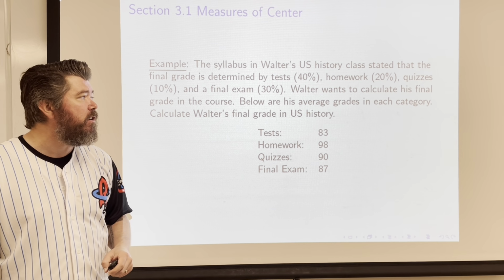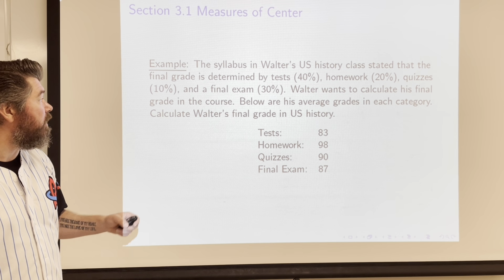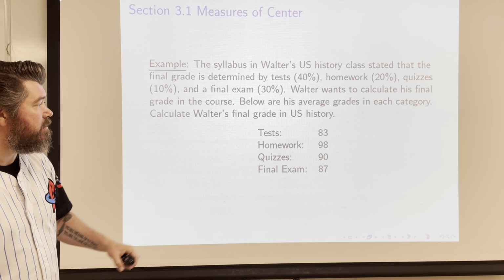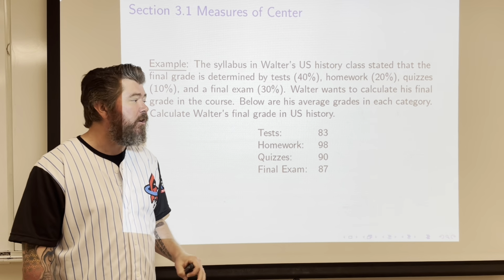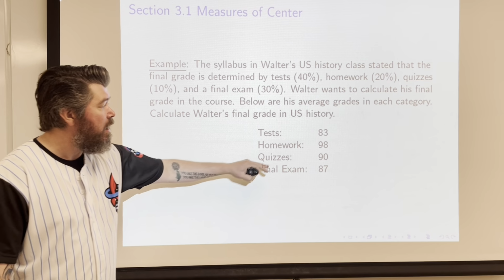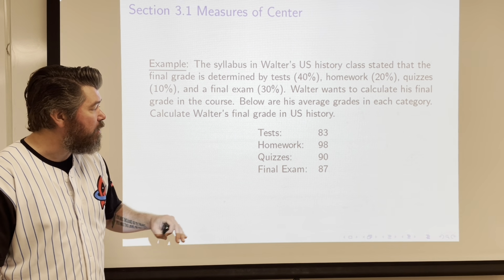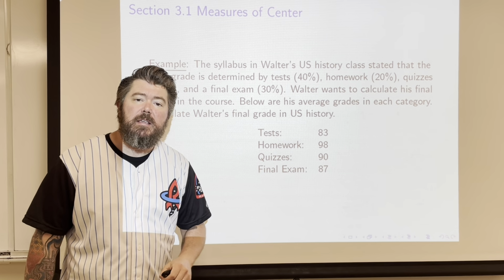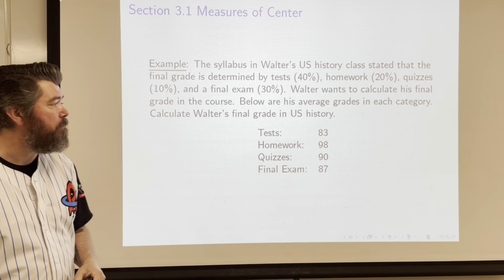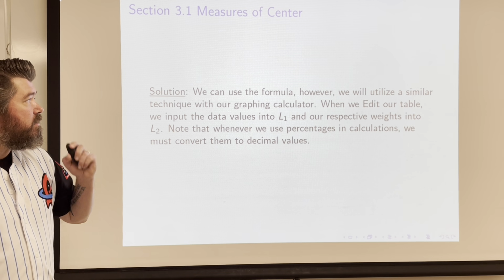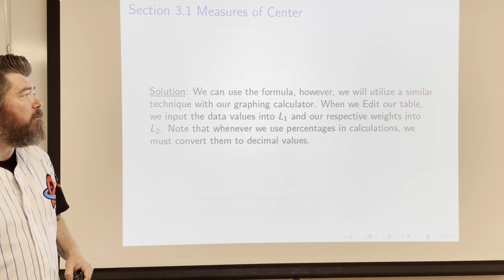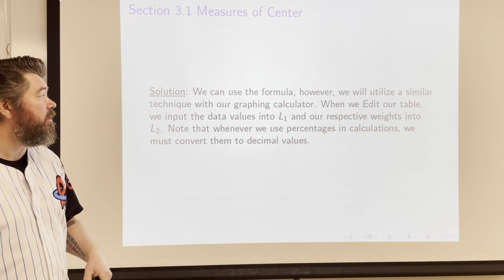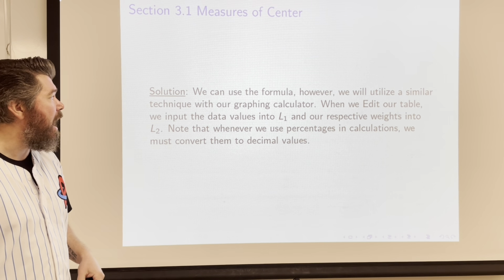Below are his average grades in each category. Calculate Walter's final grade in U.S. history. So he's received an 83 in our tests category, a 98 in our homework category, a 90 in our quizzes category, and an 87 for the final exam. Okay, so we can use our formula, however, it's easier to utilize our graphing calculator or again, our smartphone app.